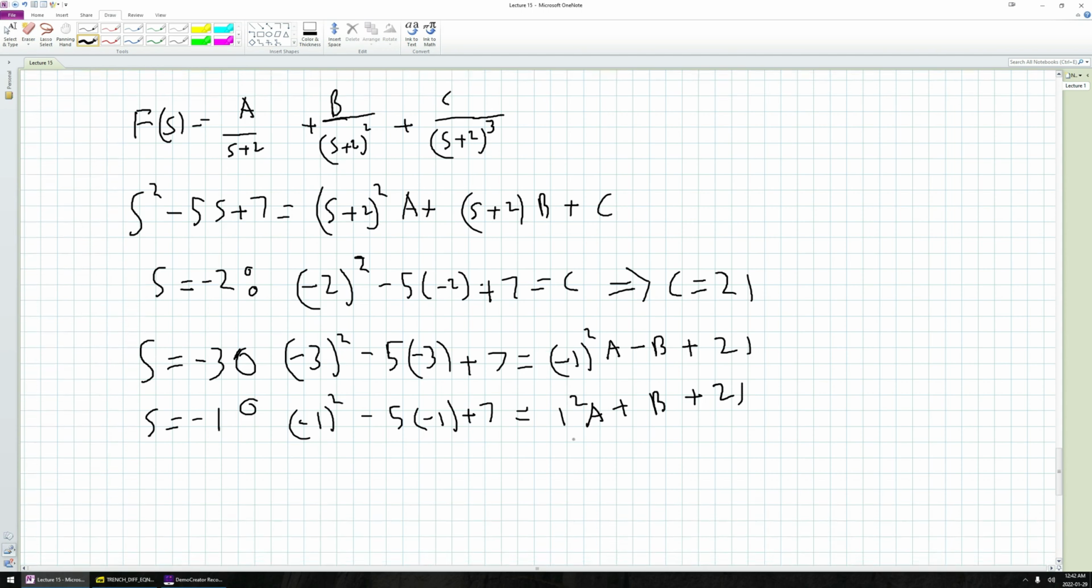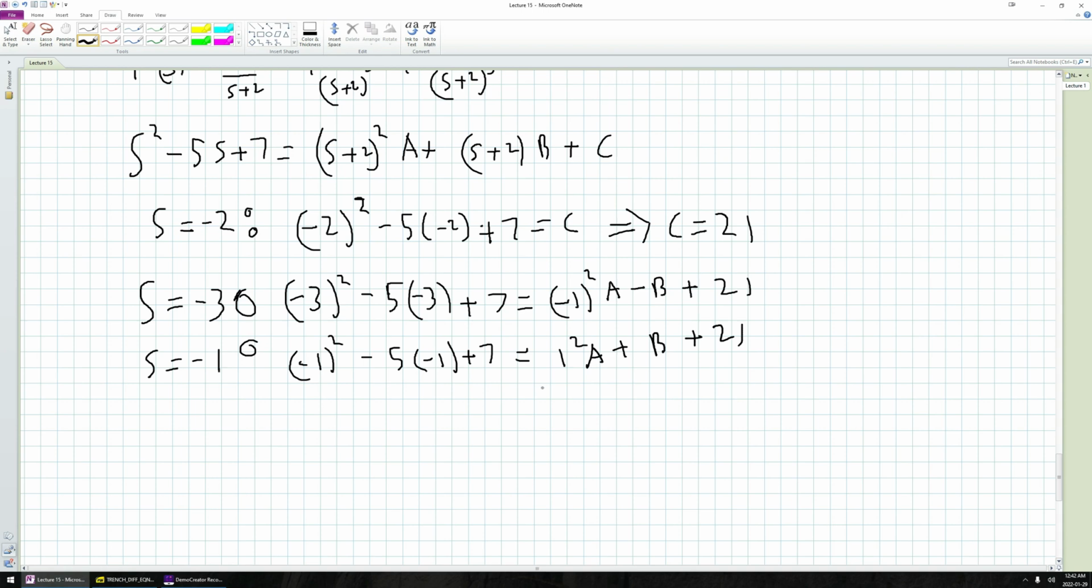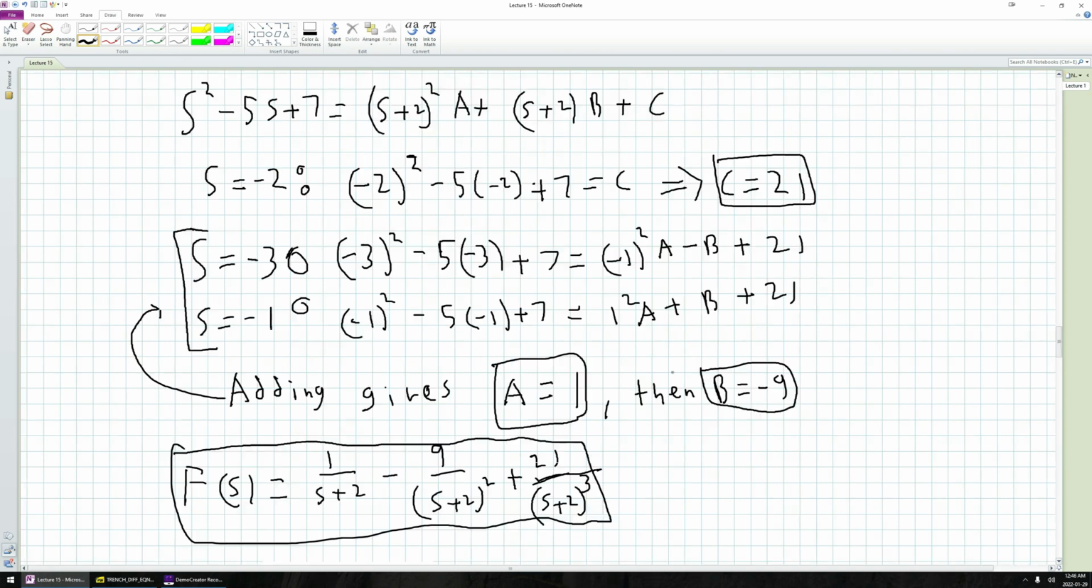Okay, so now from here, this term here, this -1 squared, will just give me a 1a. So I could simply add these equations together to get a single equation for a, solve it, and then get an equation for b from there and solve it. So I'm not going to do those details here, but adding them gives a is equal to 1, and then from there, if I plug that into any of these equations, you can solve it for b.